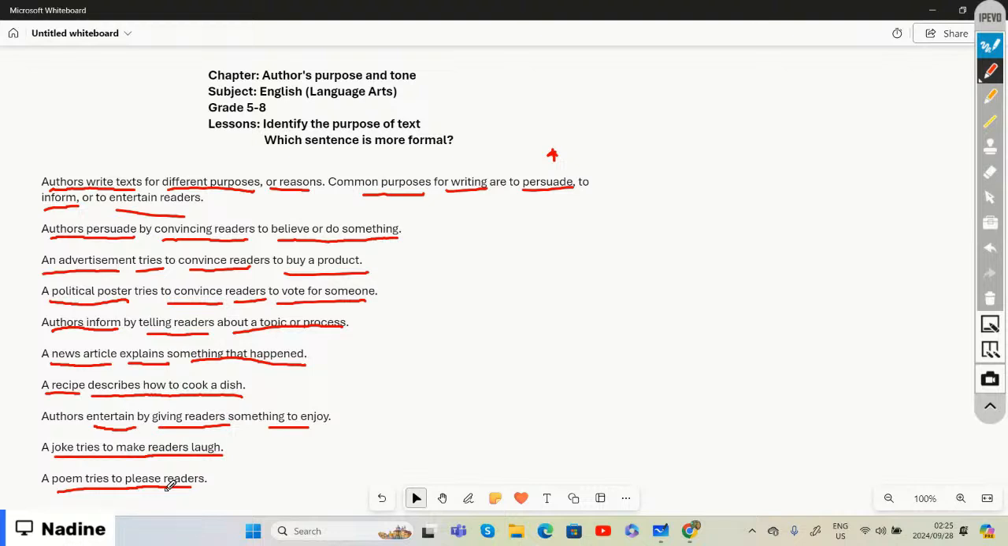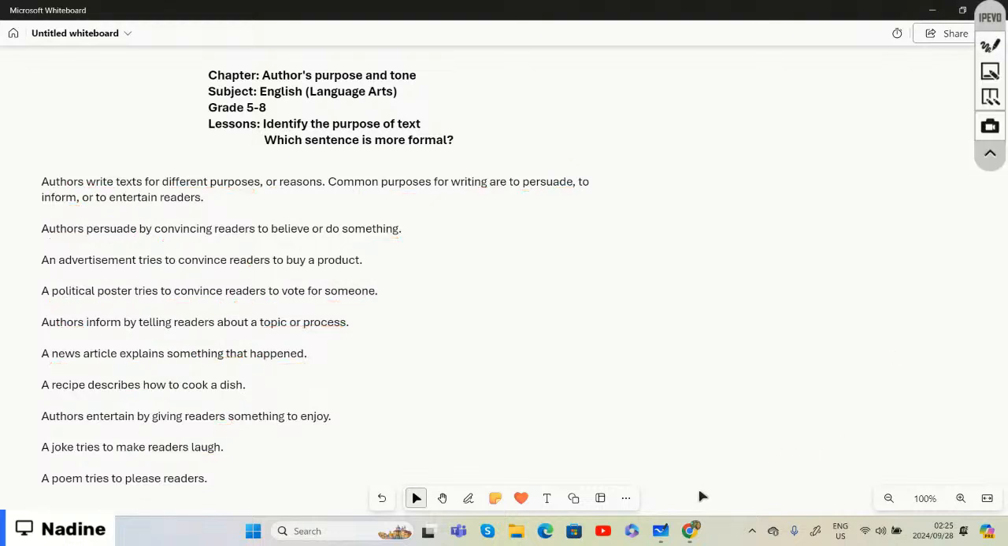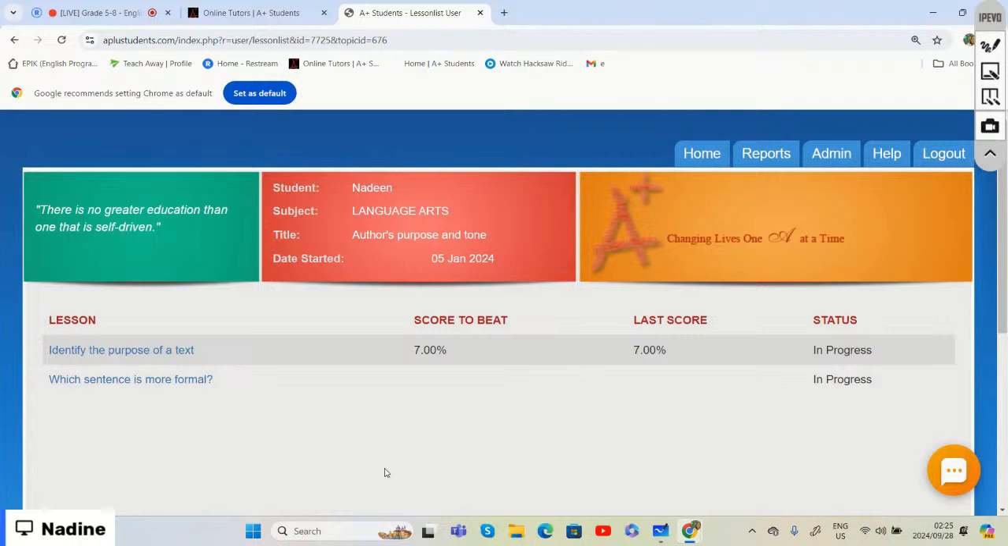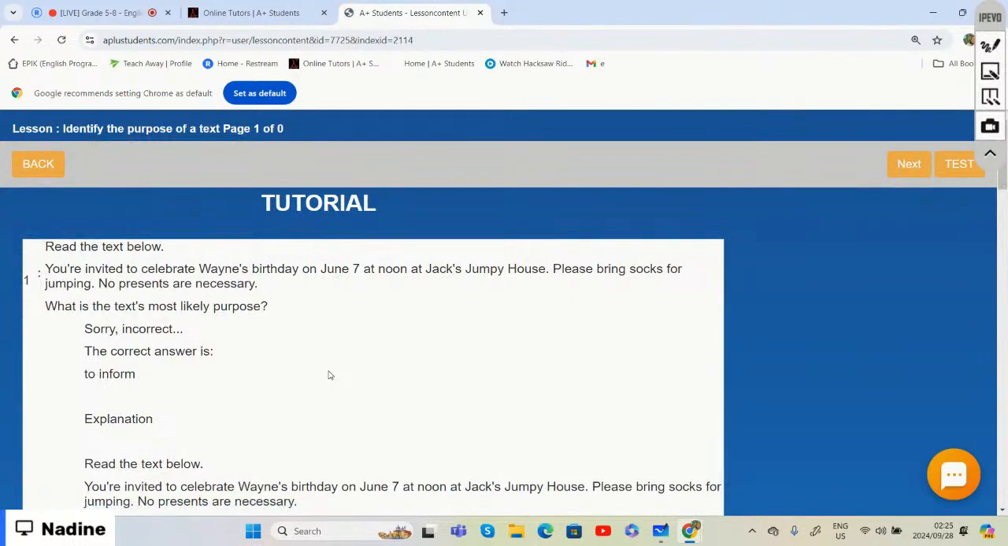Maybe they have secret recipes and now they want to share that with you. It's the same as how to make chicken, for example, but they're adding that extra recipe to give you a different way in which you can make that chicken, or cook something. So well done. All right, now let's go to aplusstudents.ca, and we're going to identify the purpose of a text.